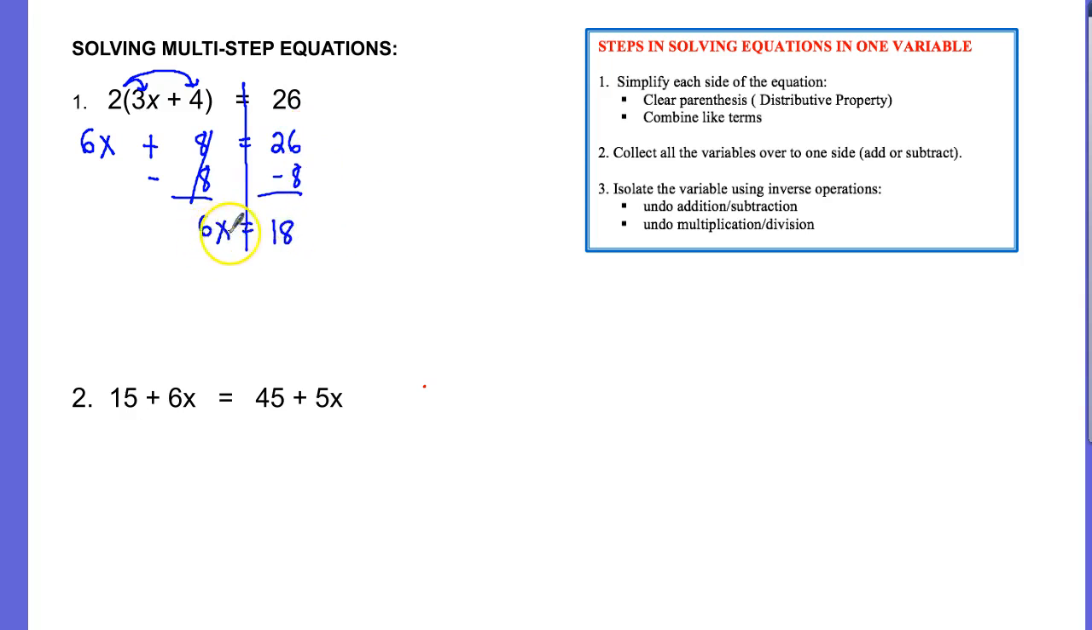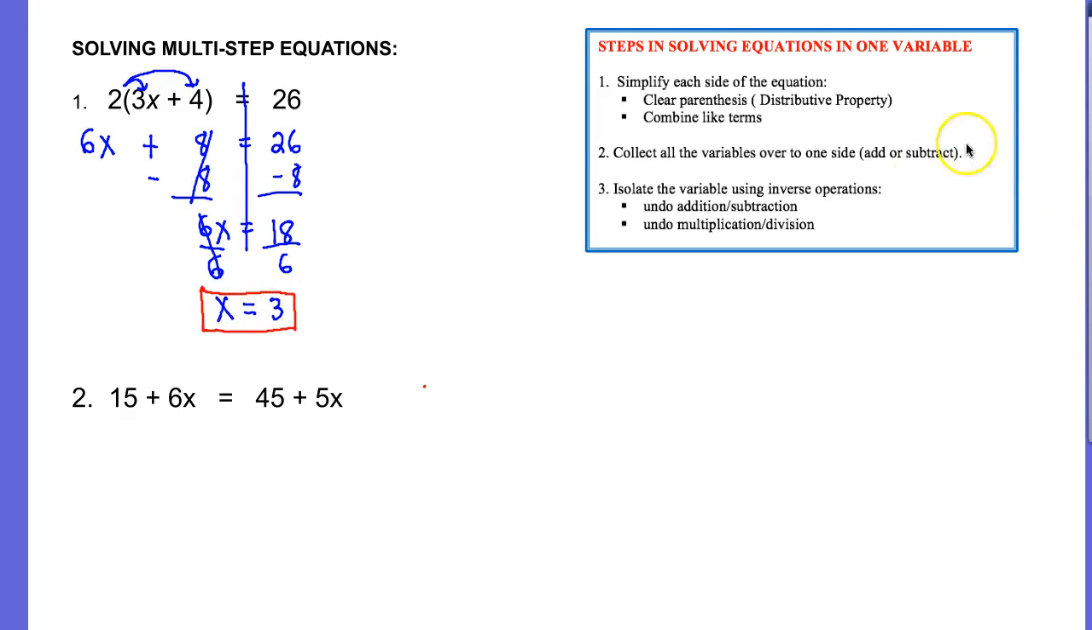Now you have 6x, which means 6 times x. So you have to get rid of 6. You have to undo multiplication. You do that by dividing both sides by 6. So 6 divided by 6 is 1, and you still have x, so you have 1x or just x. And then 18 divided by 6 is 3. So x equals 3.